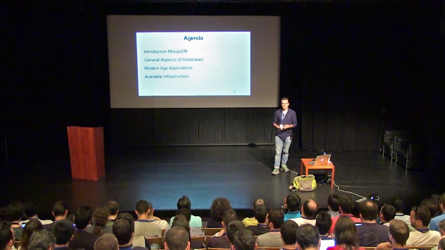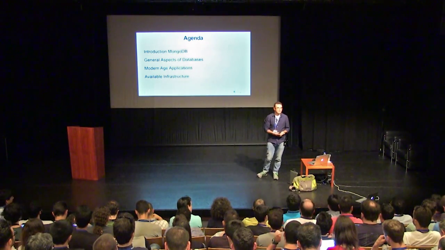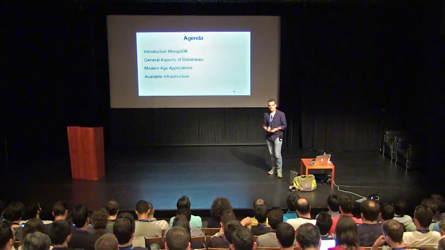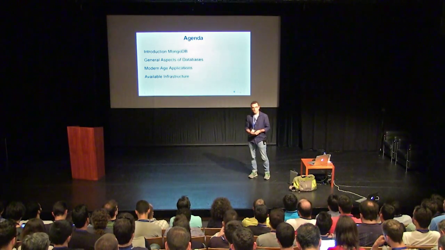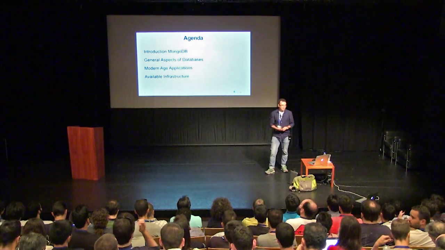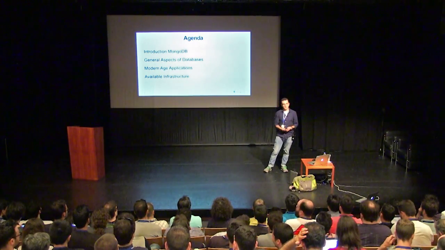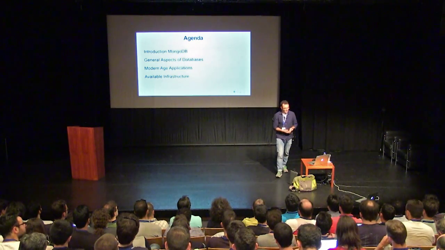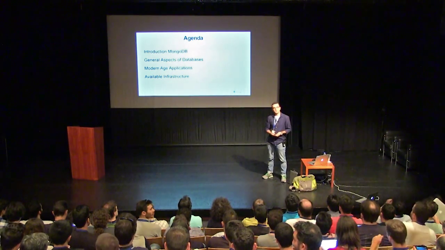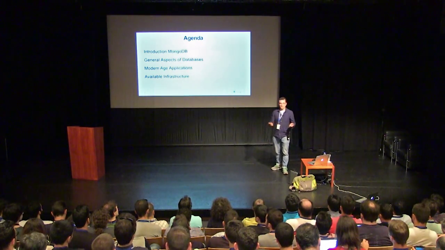So I'm going to give you a little bit of an introduction to Mongo. We will talk a little bit about general aspects of databases: what kind of things we should be looking at when deciding which database we're going to use in our applications, and what differences there are between the different types and flavors. We're also going to look into modern age software. What is that? Are you building any kind of modern age software? And we're also going to briefly talk about the infrastructure available today, and how different it is from our dad's infrastructure when we were building applications 10 years ago.